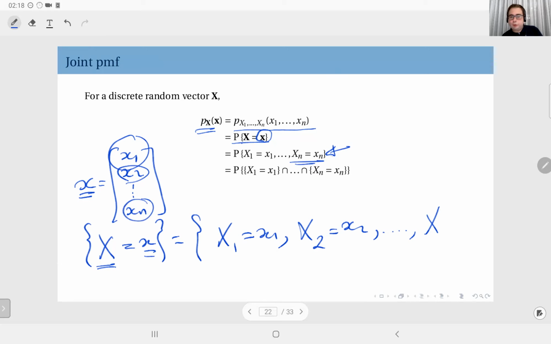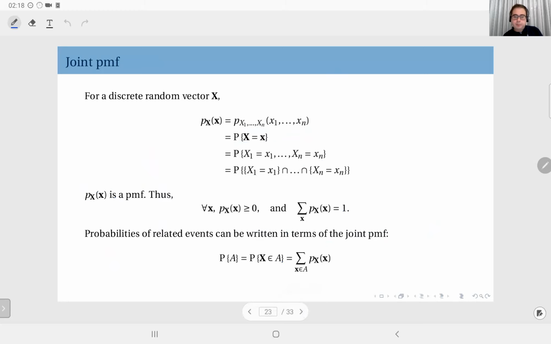So you see, this is a joint event. This one intersection with this one, intersection with this one, all of them intersection. So this is the definition of the joint PMF. Well, the joint PMF is a PMF, so it carries all the properties of the PMF we have all known before.